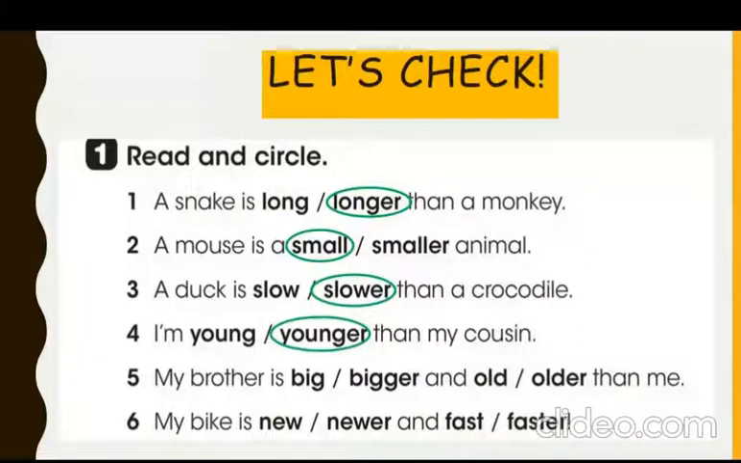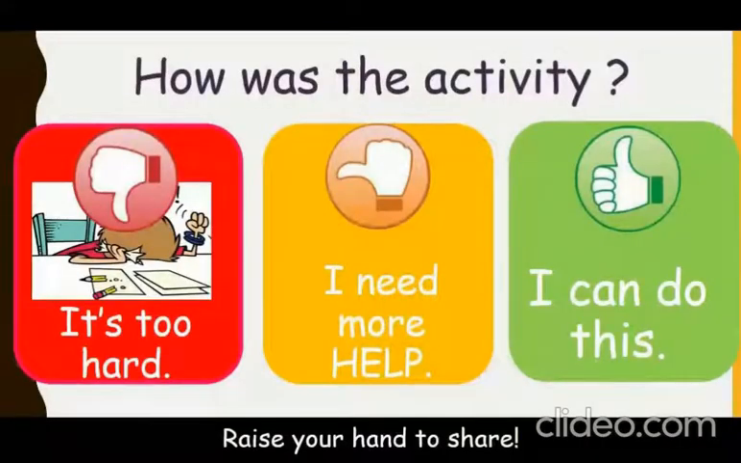Number 5, my brother is what? Bigger? Yes, bigger and older than me. And number 6, my bike is new and fast. Okay? Yes, well done. Now, how was your activity? Is it hard? Do you need more help? Or can you do this well?